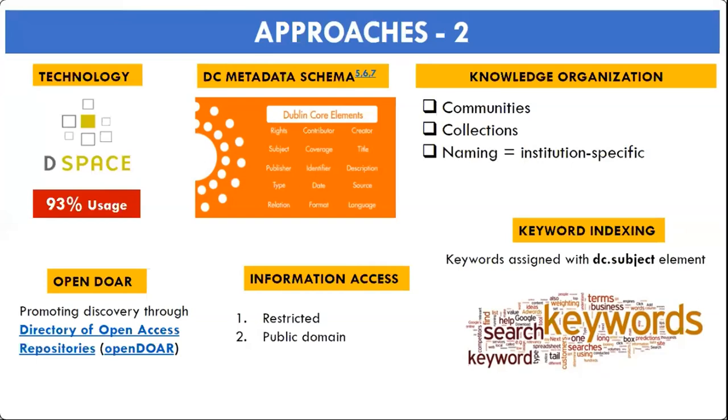Then in terms of information access, we have a blend of both restricted and public domain content. Some of the materials is restricted, so it requires authentication. And then there is that which is available without authentication on public domain. Then keyword indexing. Keywords are assigned with the DC subject element, which is an element of the Dublin Core metadata schema.